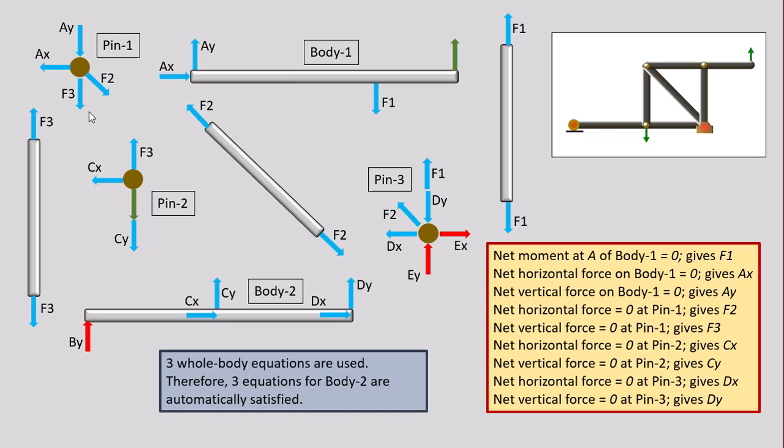And after we calculate F3 and F2, F1 is calculated from body 1, so F1 is known. F2 is calculated from pin 1, so F2 is known, so we can calculate Dx and Dy. F3 is calculated from pin 1, so now this pin has only 2 unknowns, Cx and Cy. And now all the internal forces are calculated. We didn't have to write the equilibrium equations for body 2, they are automatically satisfied because we use the three whole body equations.